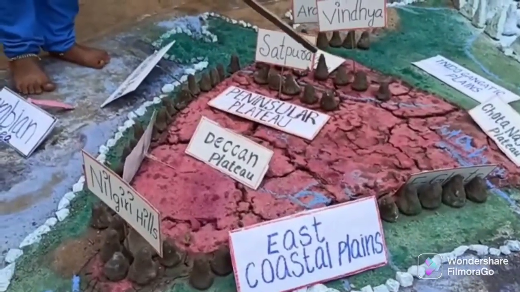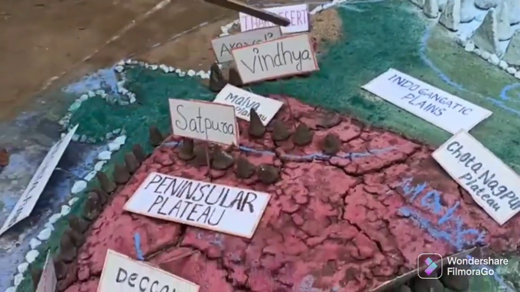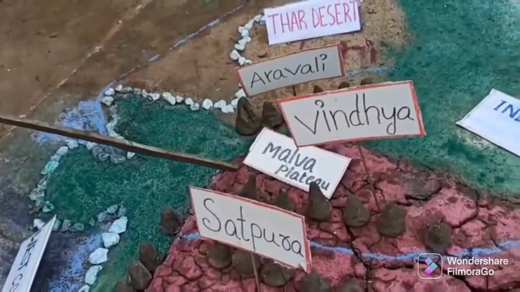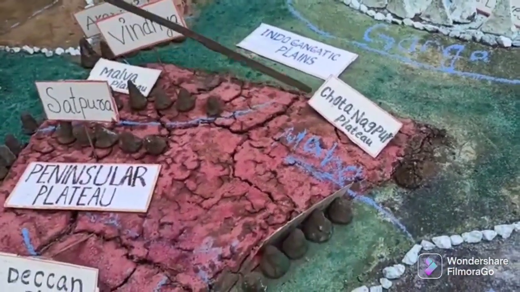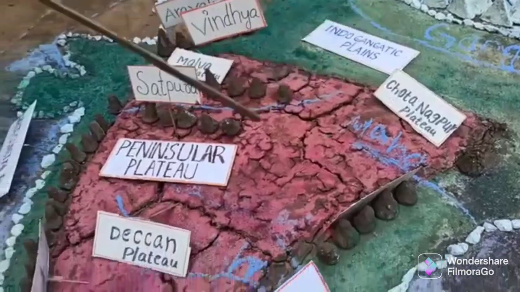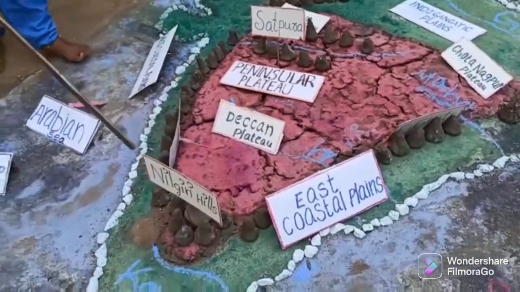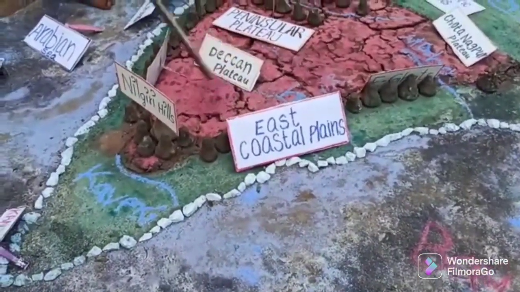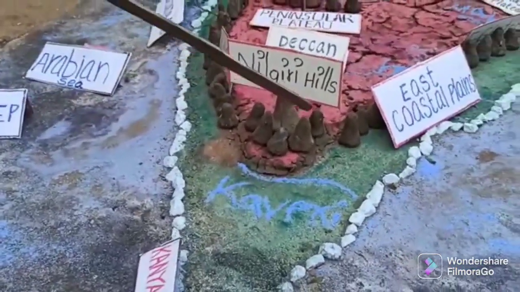The Peninsular Plateau is divided into two broad divisions: one is the Central Highlands, another is the Deccan Plateau. The Central Highlands are divided into two parts: one is the Malwa Plateau, another is the Chota Nagpur Plateau. The Chota Nagpur Plateau is rich in mineral resources. The Deccan Plateau is a triangular landmass. The Western Ghats act as the western boundary and the Eastern Ghats act as the eastern boundary. The famous hill station Ooty is located in the Nilgiris.